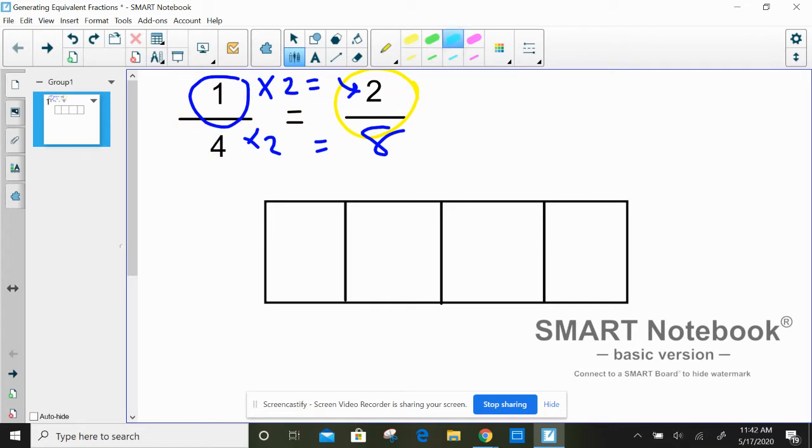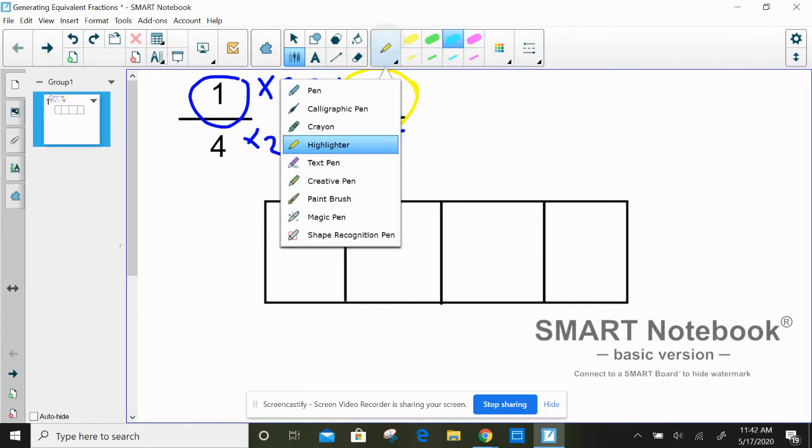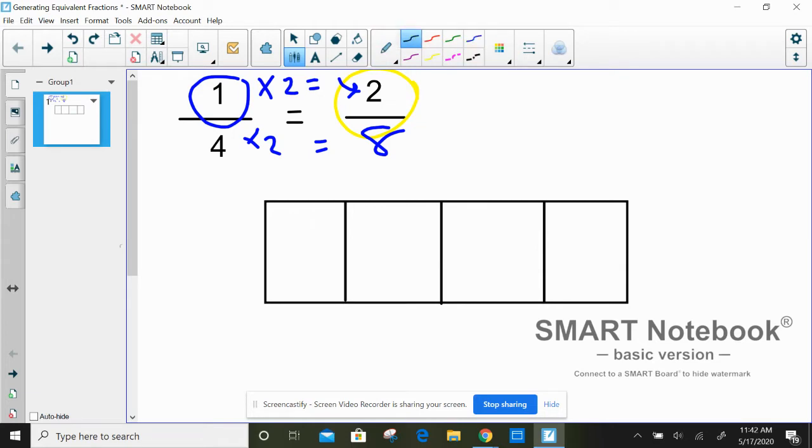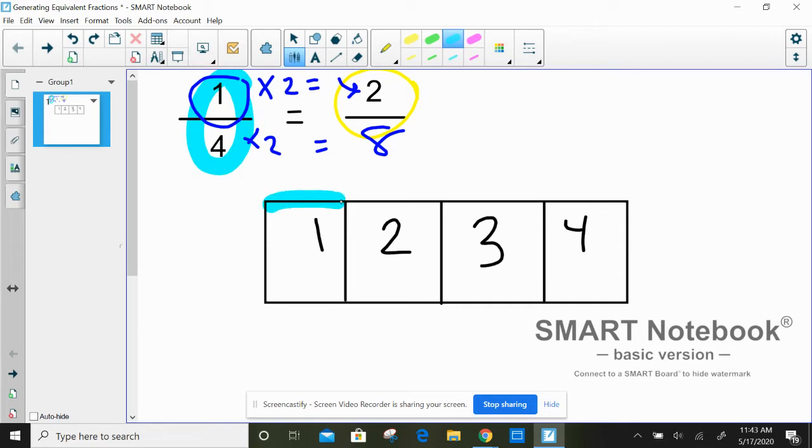Now I'm going to show you this using the visual model below, the tape diagram below here. So as you can see, I've partitioned or broken up this tape diagram here into 1, 2, 3, 4 pieces. And if I'm trying to represent the fraction 1/4 here, I'm going to shade in 1 square out of my 1, 2, 3, 4 squares here. That means I've represented my 1/4 down here. Now I'm going to show you how I would represent 2/8 over here.